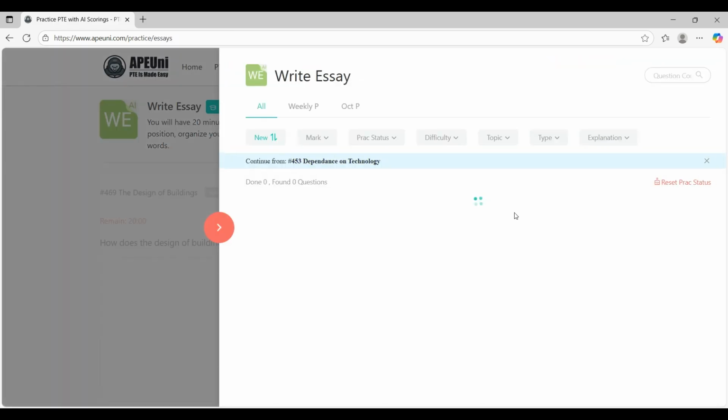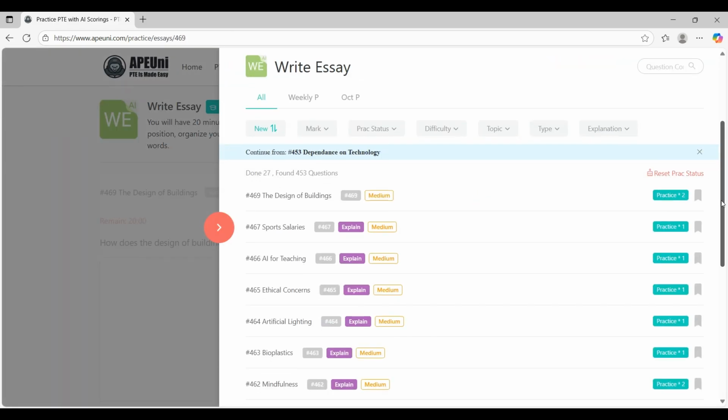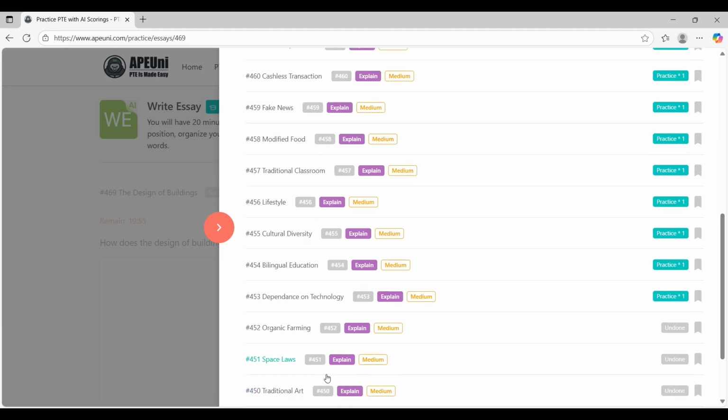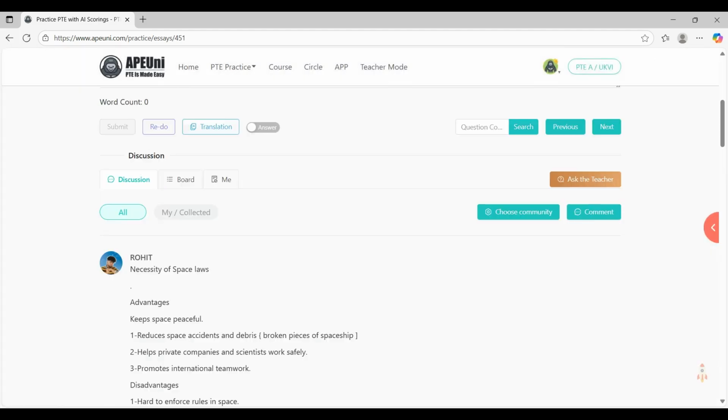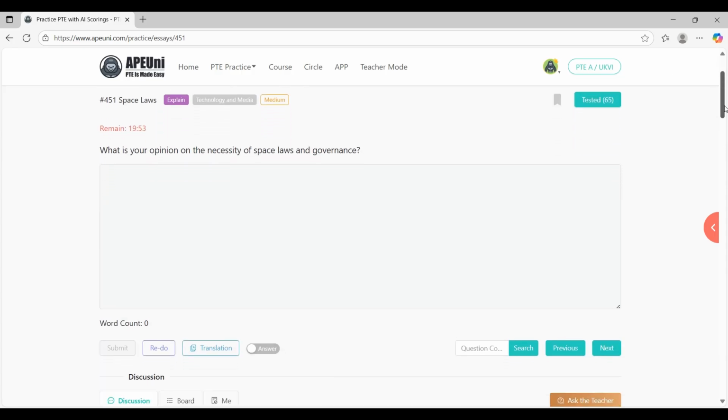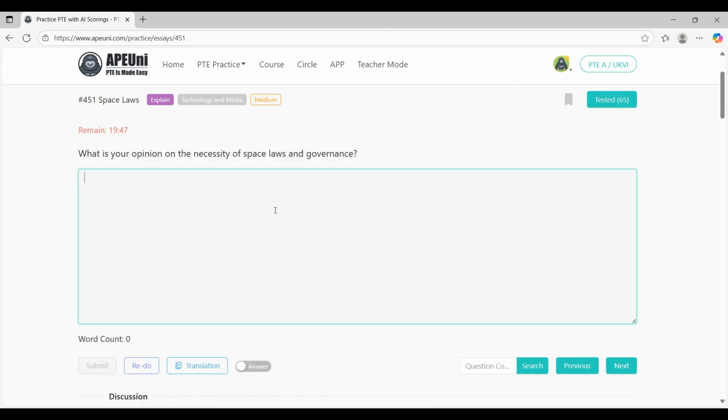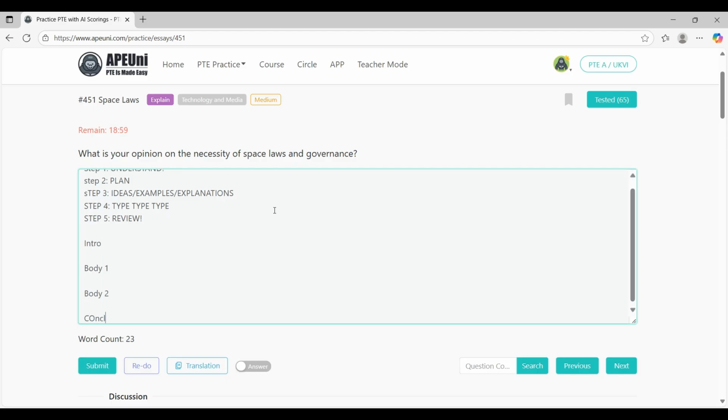Okay, for this one, let's do it in super speedy mode. As you can see here, I'm back on my ApeUni platform. We're picking an essay. Let's find a topic. Okay, so we are going to choose the topic on space laws. All right, the first step is to understand. The second step is to plan. Third step is to come up with ideas and examples or explanations. Step four is to type. Look at me making my typos. And step five is to review.